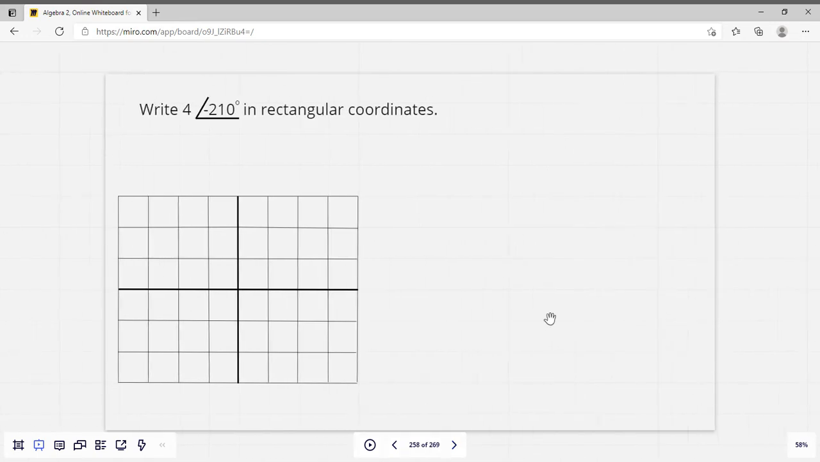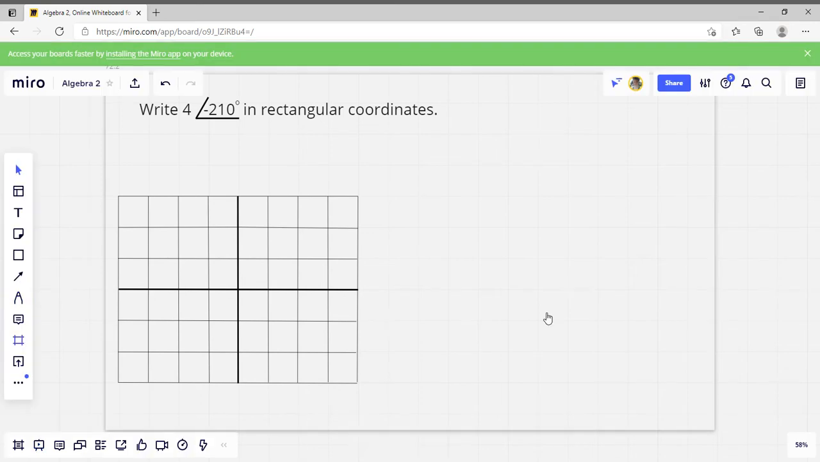Write 4, negative 210 in rectangular coordinates. So we've got to figure out where that point is. 4 means we're coming out 4. And negative 210 degrees. So we're going to start here and we're going to go around. That would be 90, and that would be another 90. So that's going to get us 180. And we need to get to 210. So we're going to go up just a little bit more. We're going to be around here somewhere.